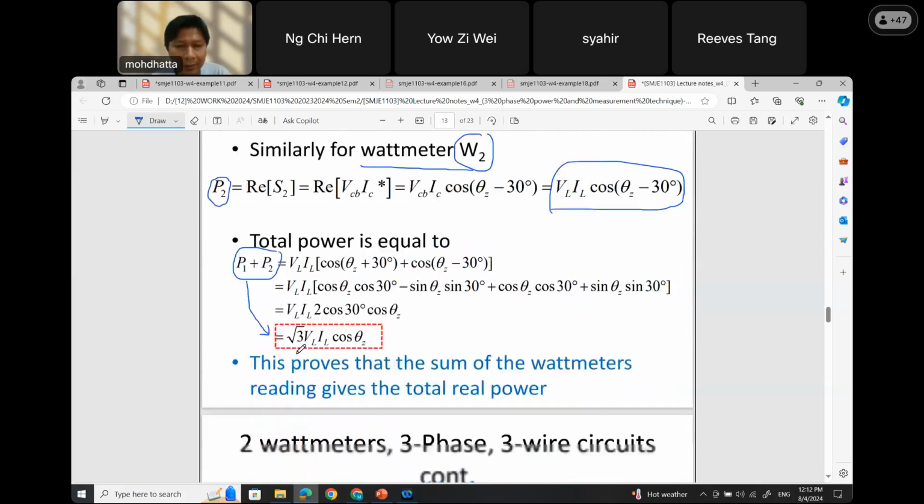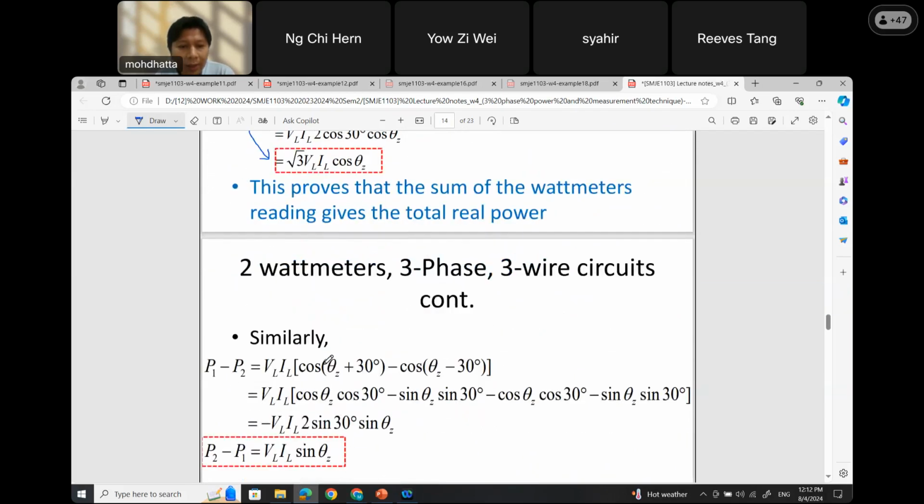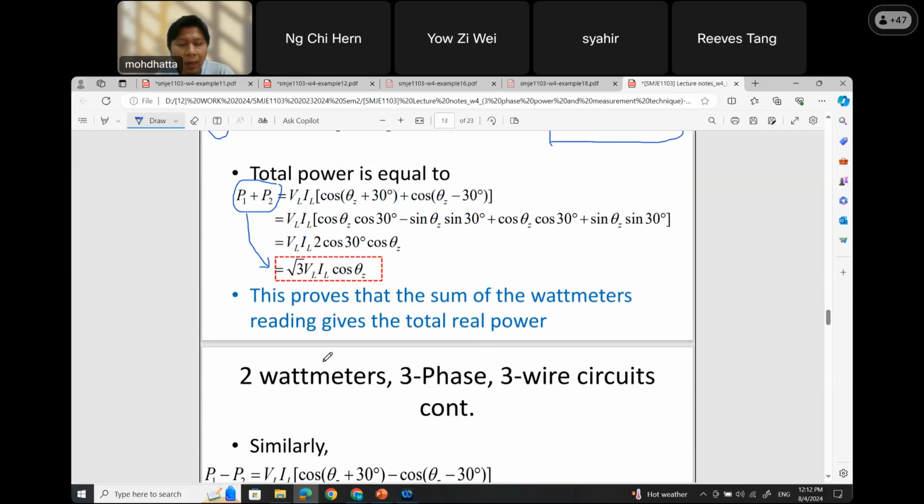On the other hand, I don't expect you guys to go through the derivation over here.